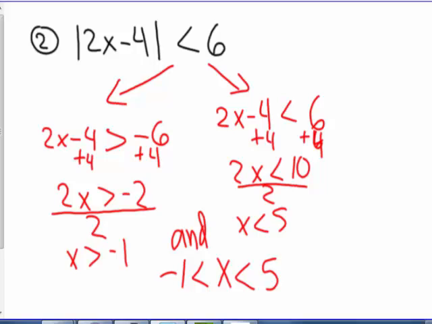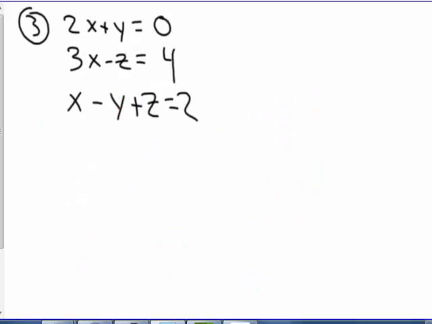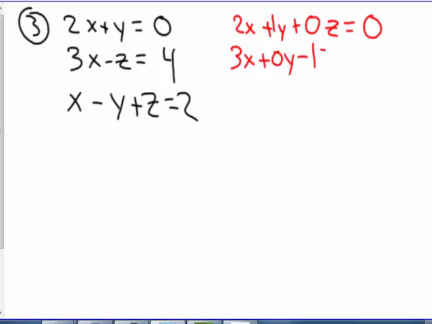Okay, so now with number 3 we're going to use our calculators, because this would just take way too long to solve by hand. Take a look at this. The first thing we need to do is set it up so we have all the variables represented in our problem. So we've got 2x plus 1y, and we have no z's here, so 0z. Second, we've got 3x, no y's, and a negative 1z. And then the last one has all of them in there, so we'll put 1y plus 1z equals 2.